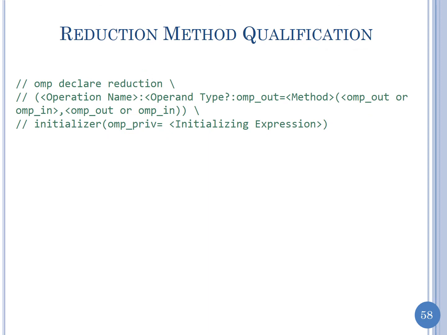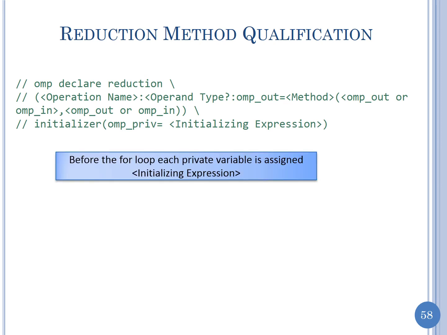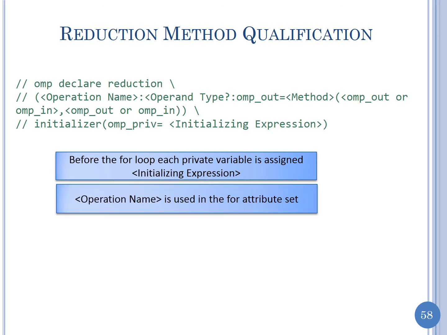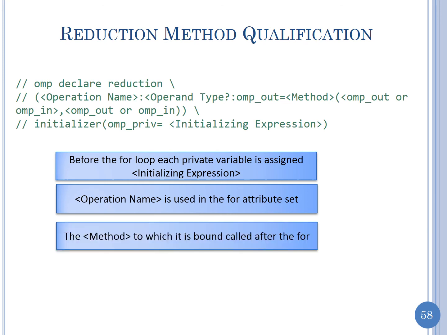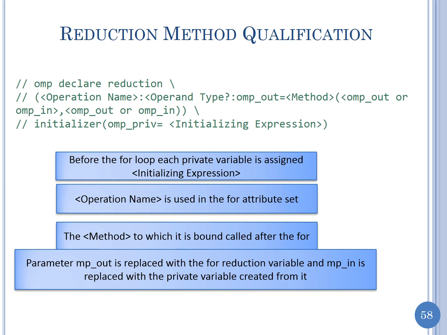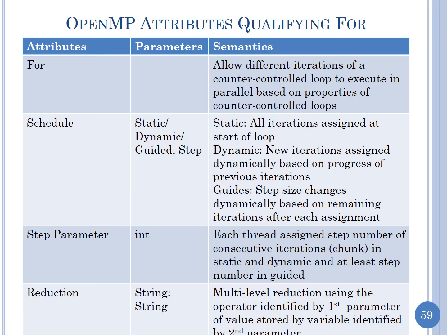And just to complete this, this is the syntax there, that you have something called an initialization expression, which is what the private variable is assigned before the loop. You have operation name there, that is the operation to be used for the for attribute set. The method that you refer to there is the method to be called. And so I'm just giving you the general syntax here. That was by example, this is by syntax. Okay? Okay, so now I have got reduction completely described.